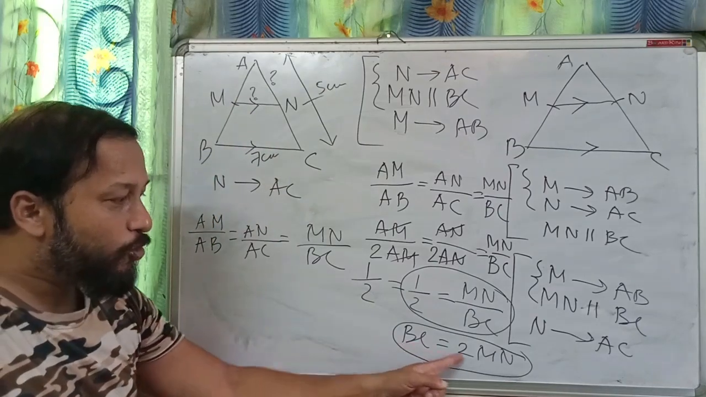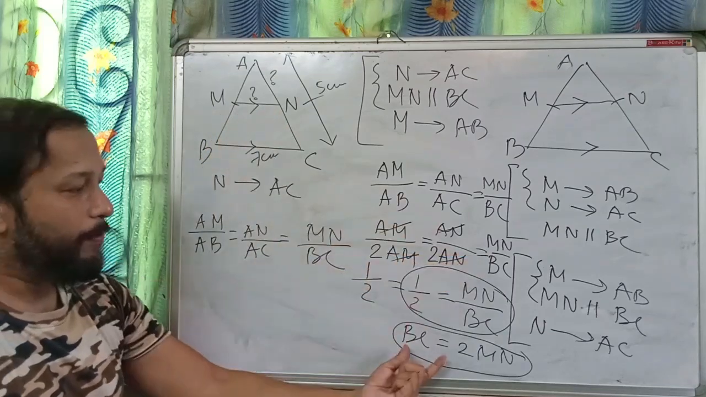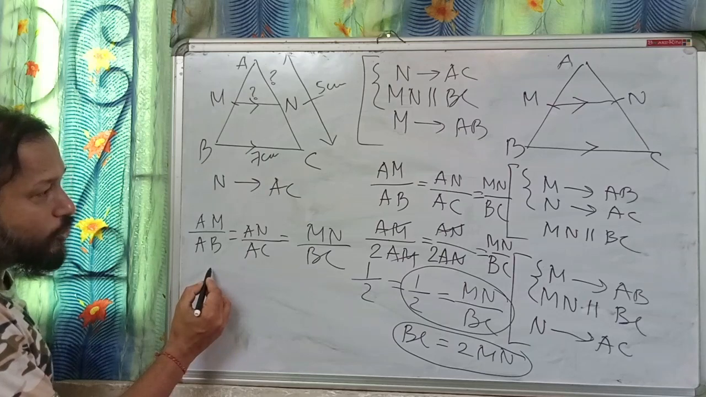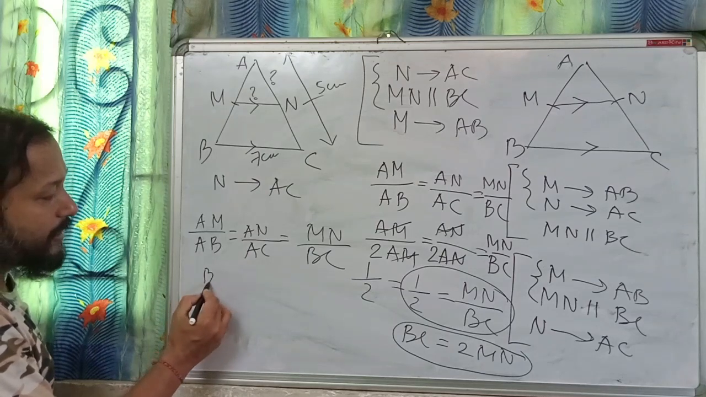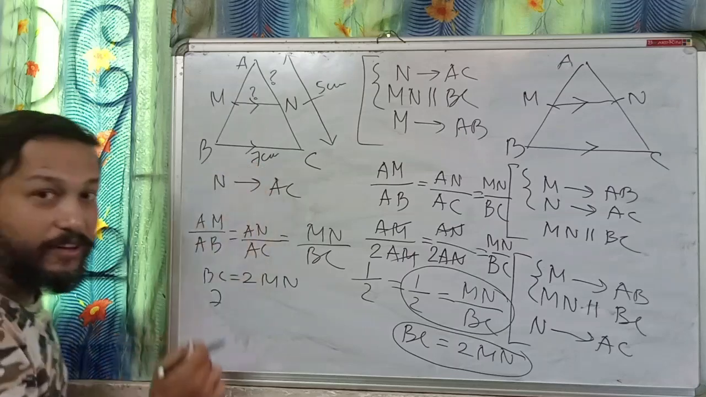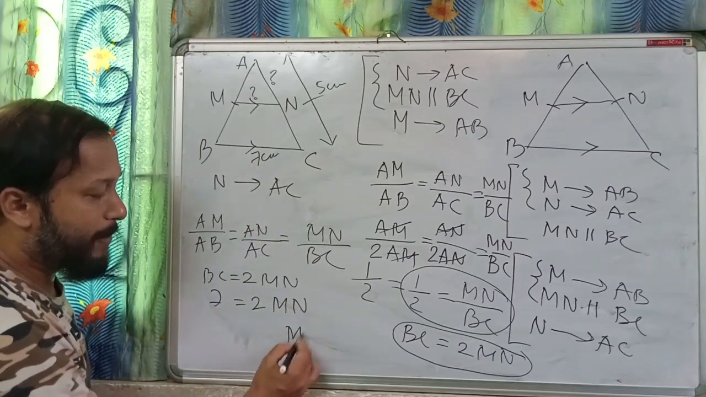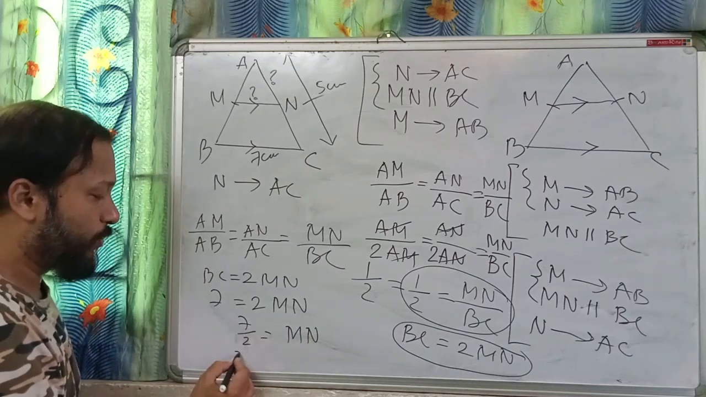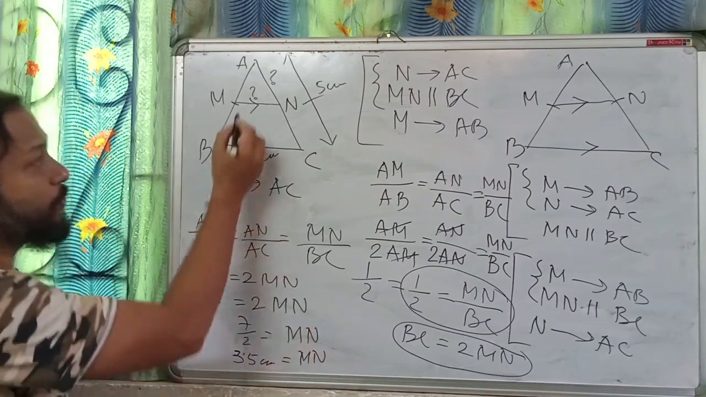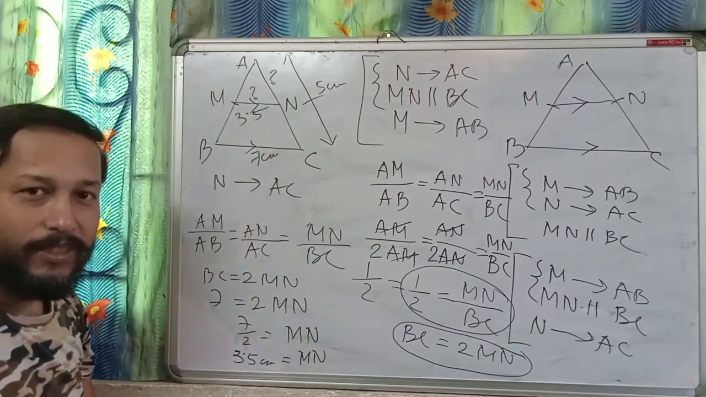Now we know this relation, BC equal to 2MN. Do you know this? I already told you, BC is 2MN. So we will use that formula. BC equal to 2MN. BC is 7 centimeters, given in the question, equal to 2MN. So MN equal to 7 by 2, that is 3.5 centimeter. Understood? MN is 3.5 centimeter.